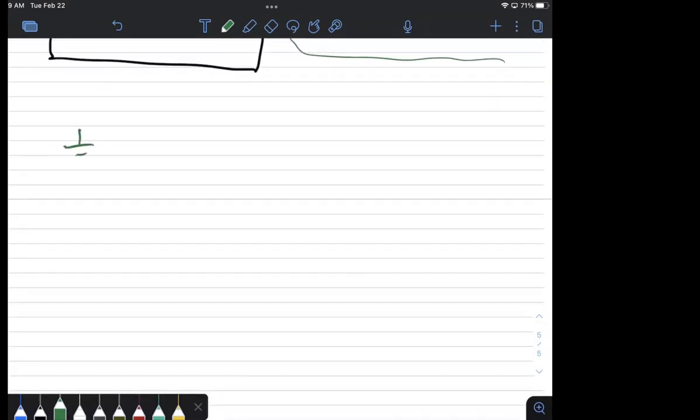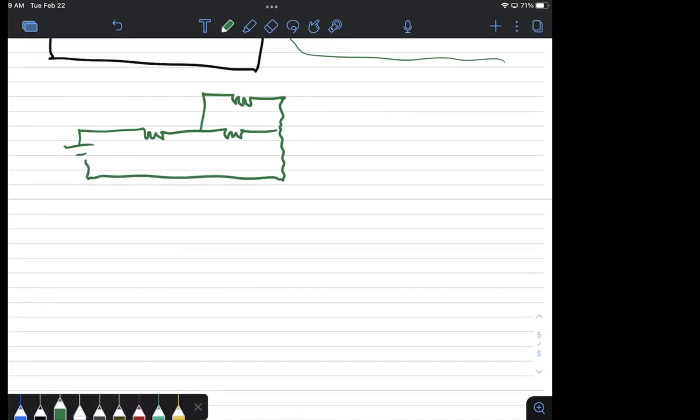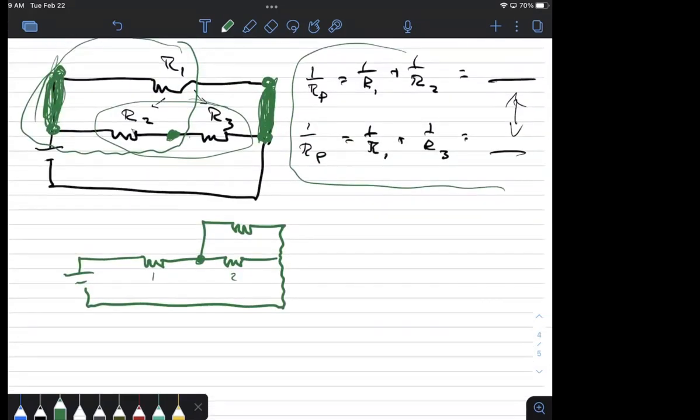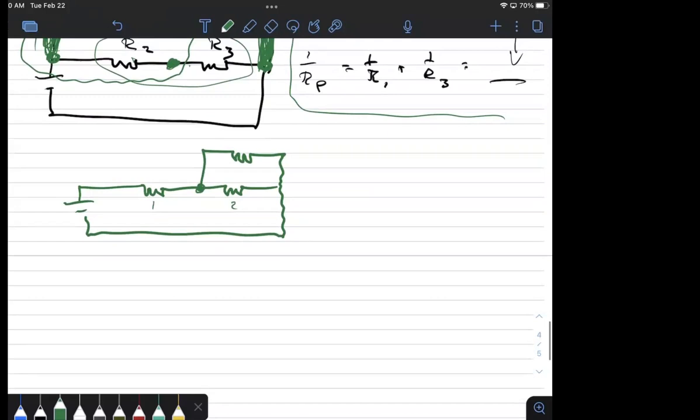What about this guy? What if I have this? Also, this time the split isn't at the start. It's now parallel. And so it's tempting to say, look, this guy and this guy are in series. R2 and R3 look like they're in series, but I can't, because of the node. This guy is kind of messing with this.